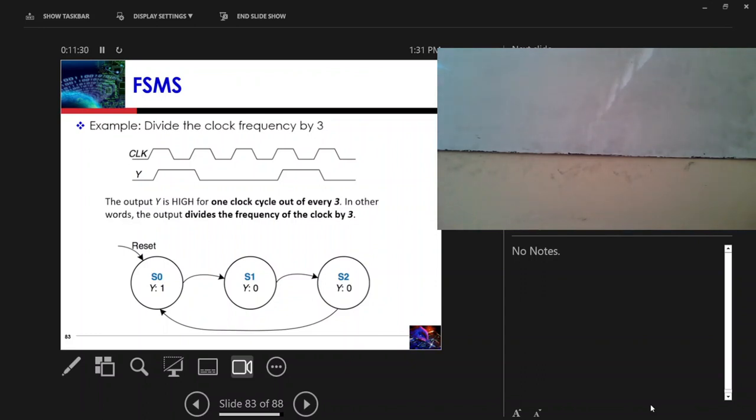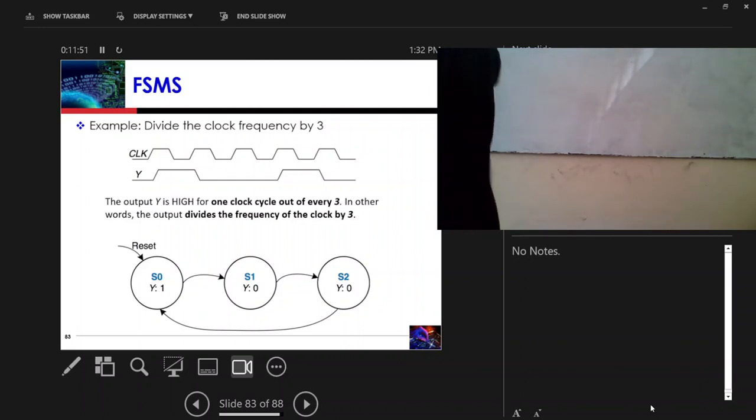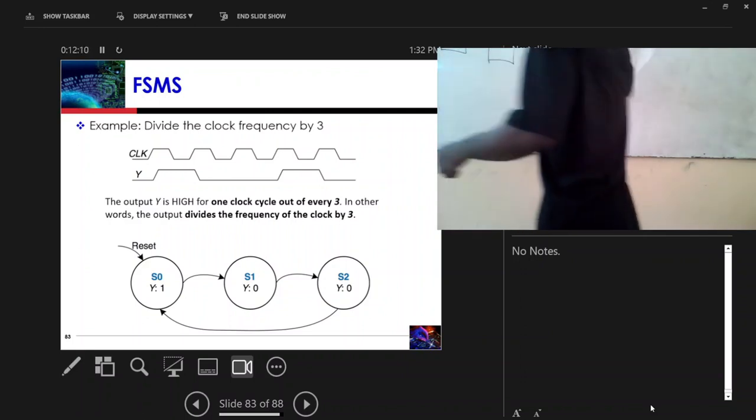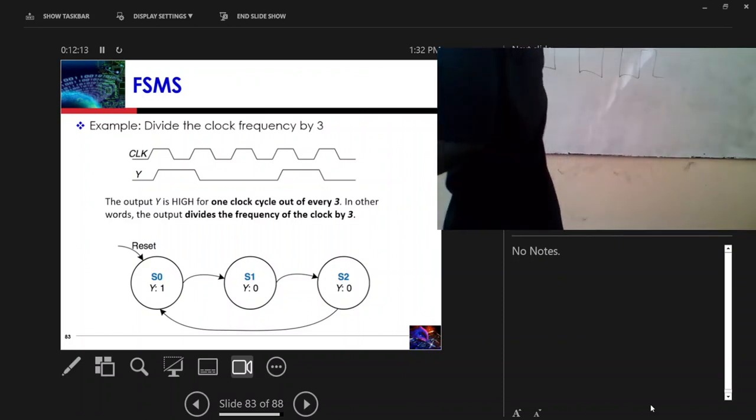When we started this, we said one cycle means from one positive edge to another. But then they said three clock cycles. If you count, starting from when it has gone down, this is one clock cycle, one positive edge to another. Then another one, 2, and 3. From here to here is another clock cycle.